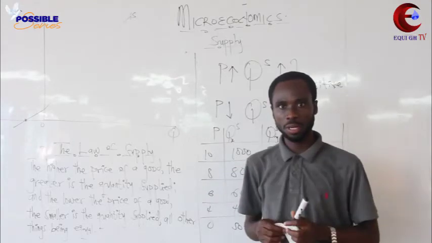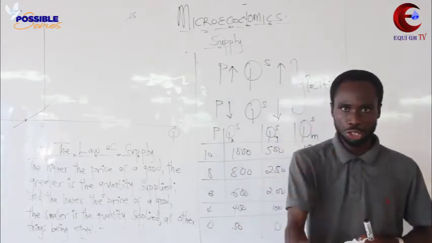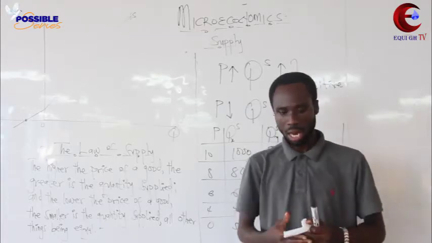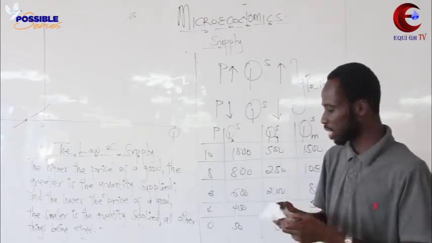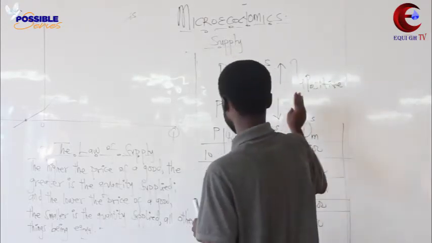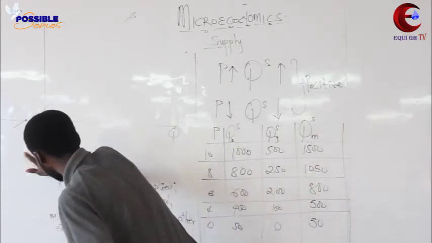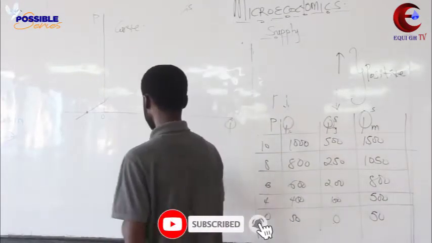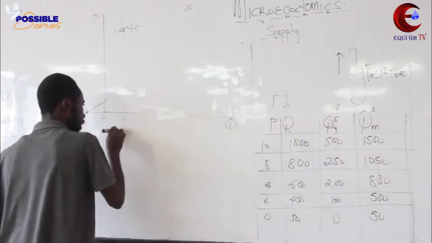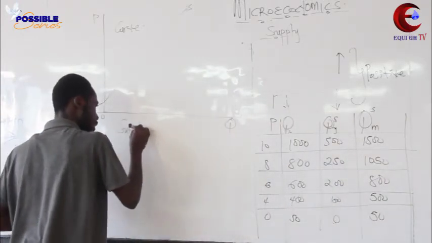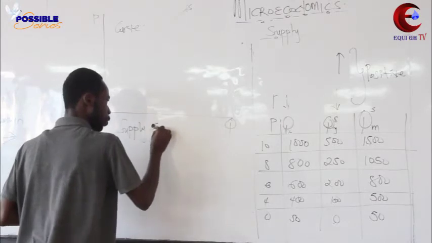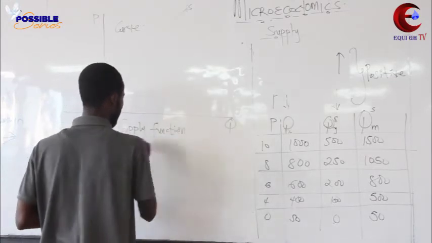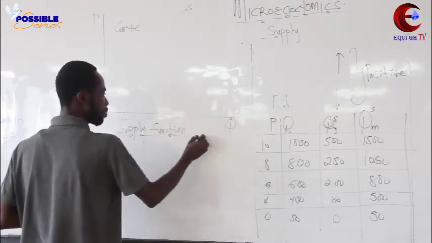Now, straight away from the supply curve, let us introduce the supply function. Supply function is also very, very important. So this is the supply curve, and here is the supply function. We said that the function is the mathematical representation.